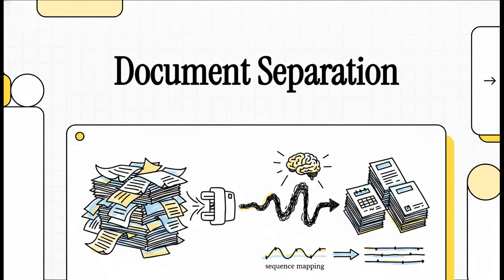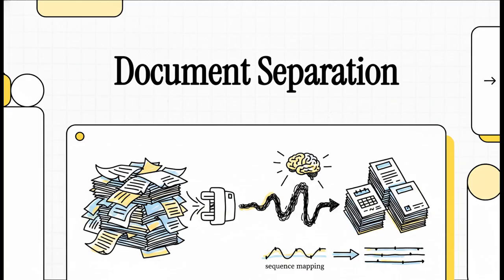Welcome to this explainer. Okay, if you have ever stood at a scanner, fed in a massive, chaotic stack of mixed paperwork, and ended up with just one giant, messy PDF, you know exactly how frustrating it is to manually separate that file into neat, logical documents. Well, today, we are going to look at how artificial intelligence completely automates this whole shebang.